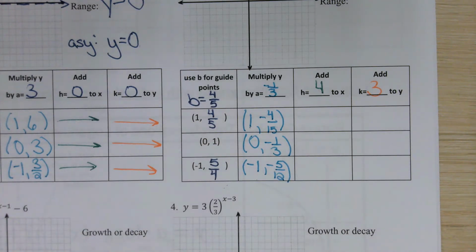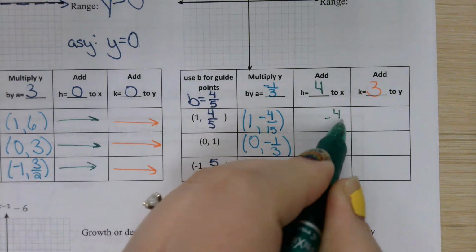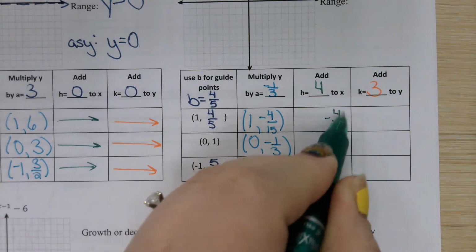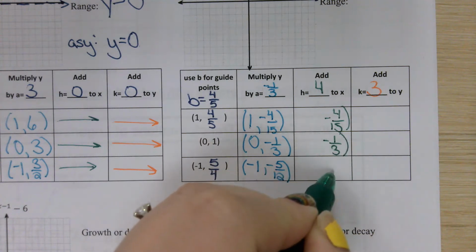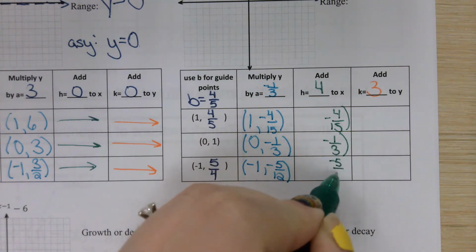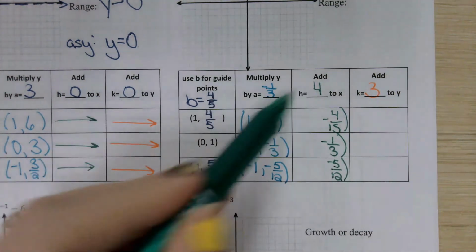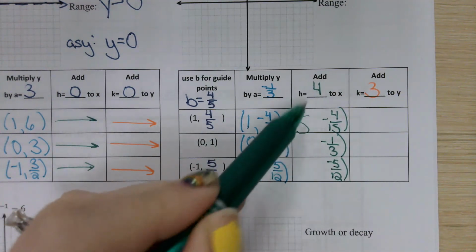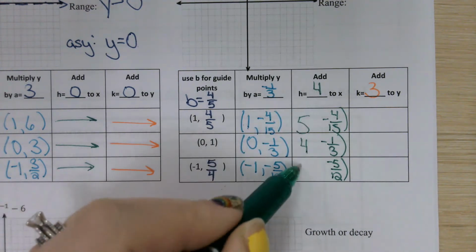Next, we're going to add our 4 to each of our x values. That means that all of our y values are going to stay the same. I like to write everything that stays the same first, so I can focus on what I need to perform in the way of operations. So 4 plus 1 gives me 5. 4 plus 0 is 4. 4 plus -1 is 3.